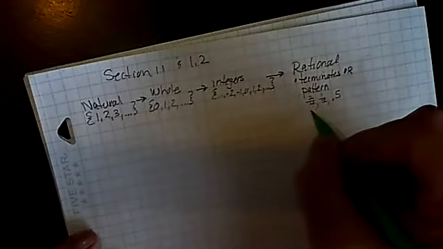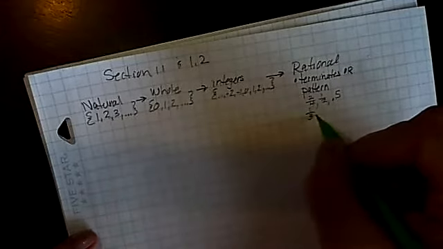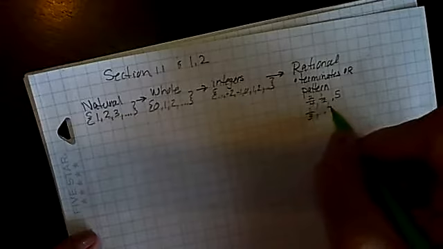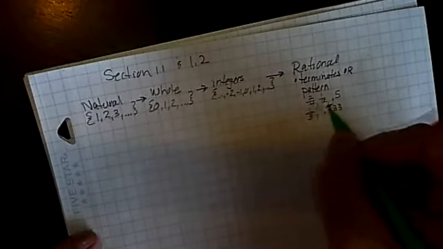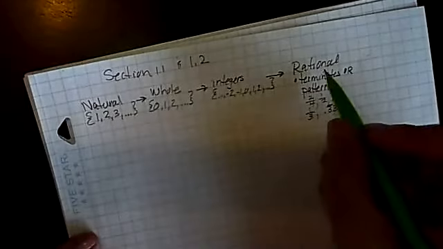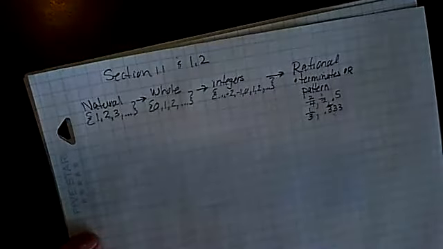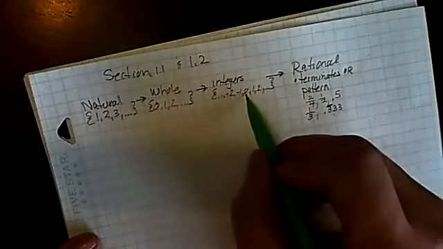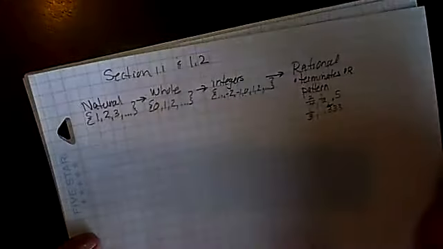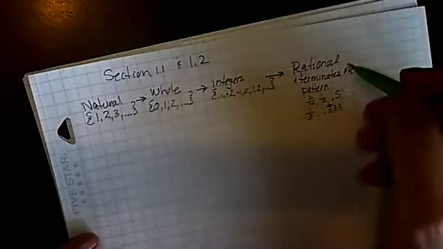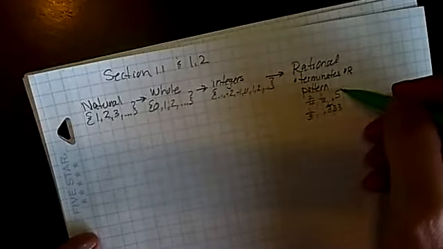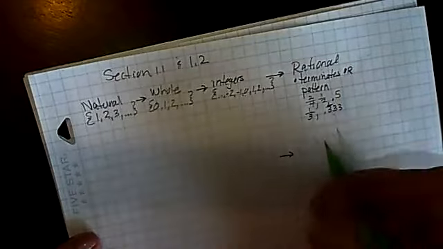But we might have something like 1/3, and 1/3 is 0.33, and it just goes on infinitely. So we call that a repeating decimal. So that has a pattern. Since it has a pattern, that also is a rational number. And then rational numbers also include integers, whole numbers, and natural numbers. So if a number is not rational, then that means it can be irrational.